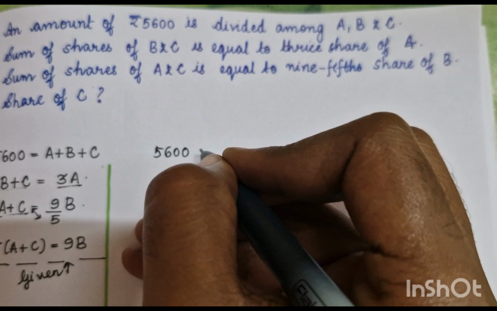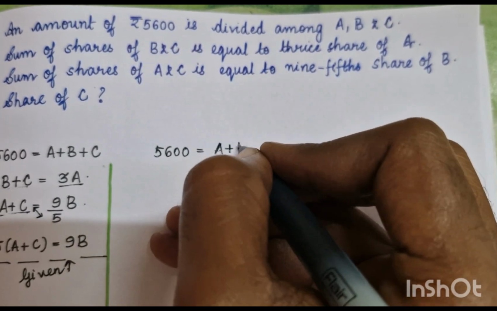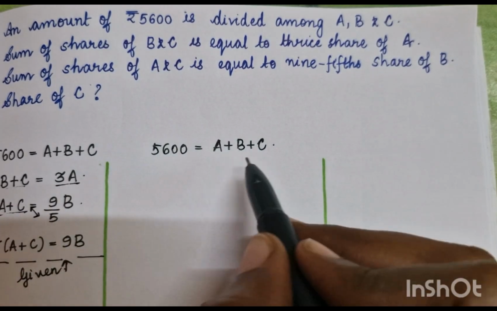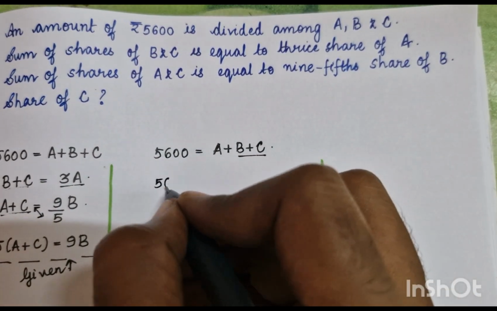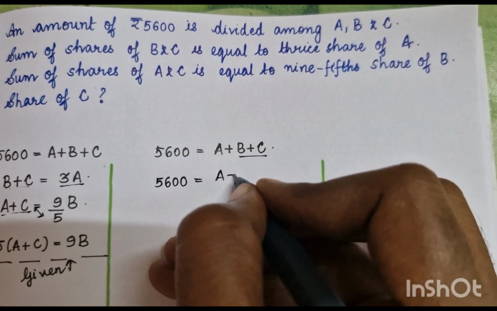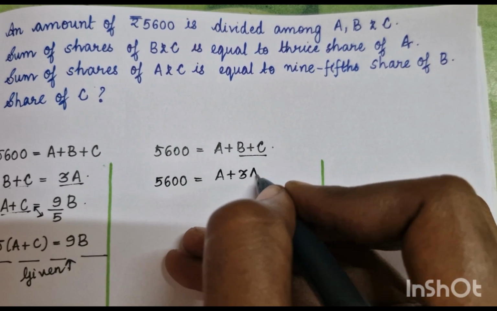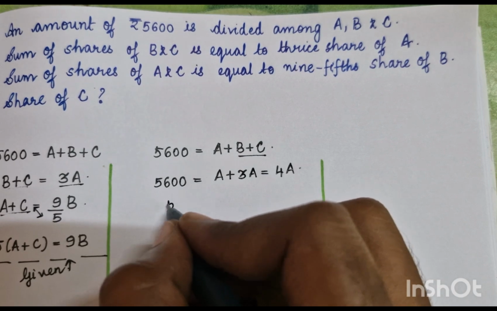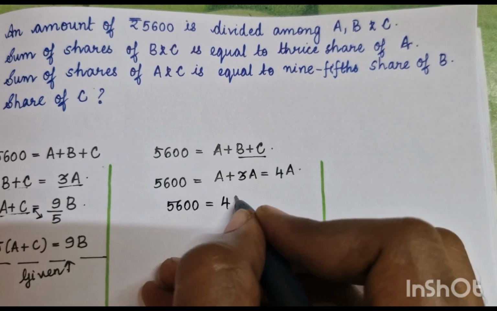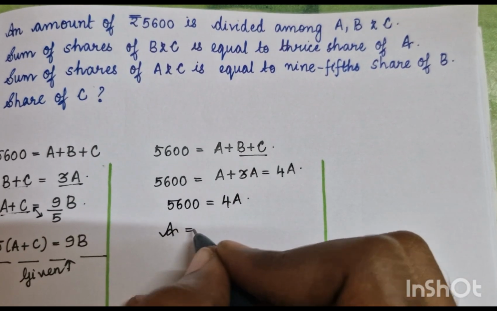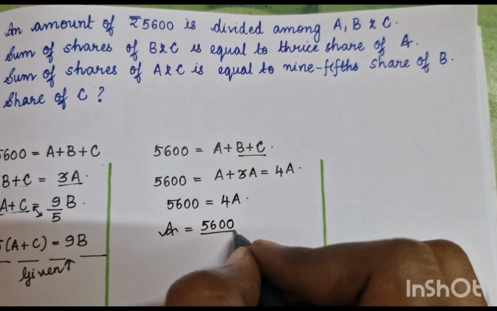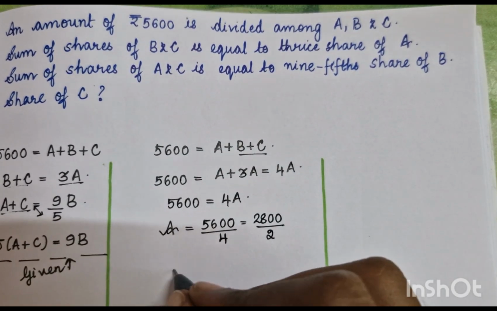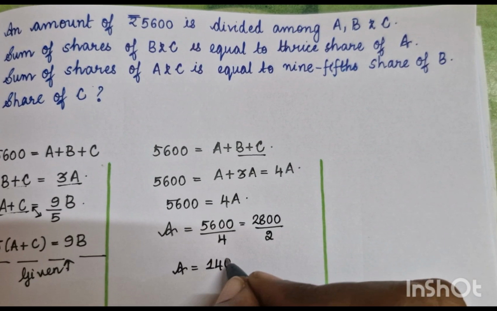5,600 is equal to A plus B plus C. B plus C is equal to 3A. So 5,600 is equal to A plus, instead of B plus C, 3A. A plus 3A, 4A. Therefore, 5,600 is equal to 4A. A is equal to 5,600 divided by 4. 2,800 divided by 2. Therefore, A is equal to 1,400 rupees.